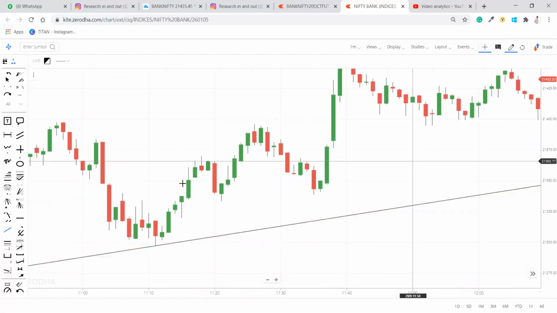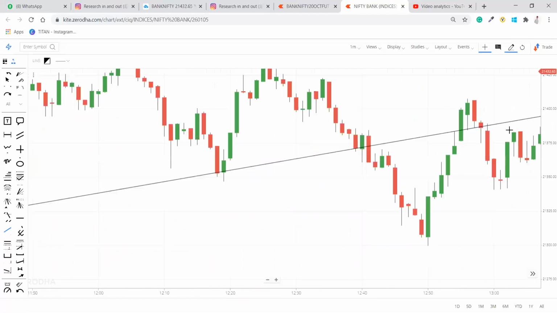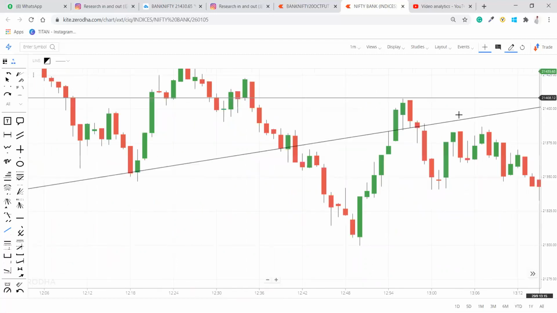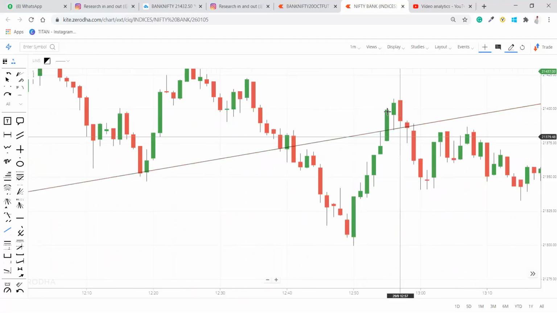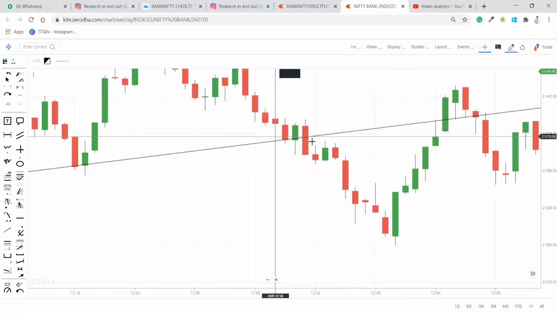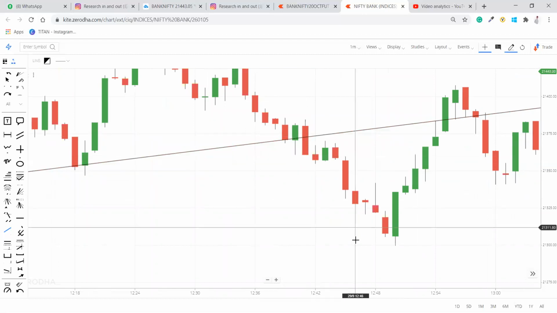This one I have joined here. This one is also joined, and this one is also joined. Now see here, how quick this trade would have been. It fell down from here, 21,360, and gave almost 60 points.